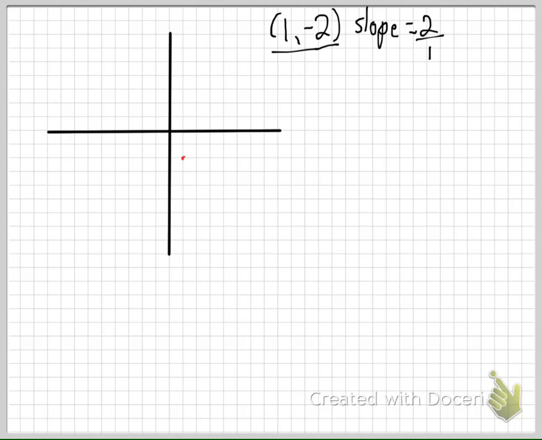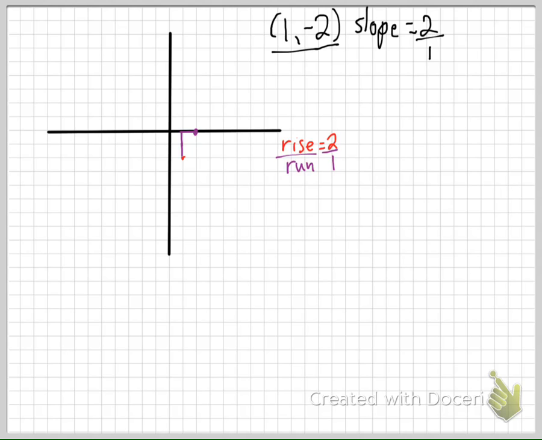Now, my slope is rise over run, which means the top number tells me that I'm going to rise 2. So from this point, I'm going to go up 1, 2, right? But I'm also going to run 1. So that puts me right here, right? Rise 2, run 1.